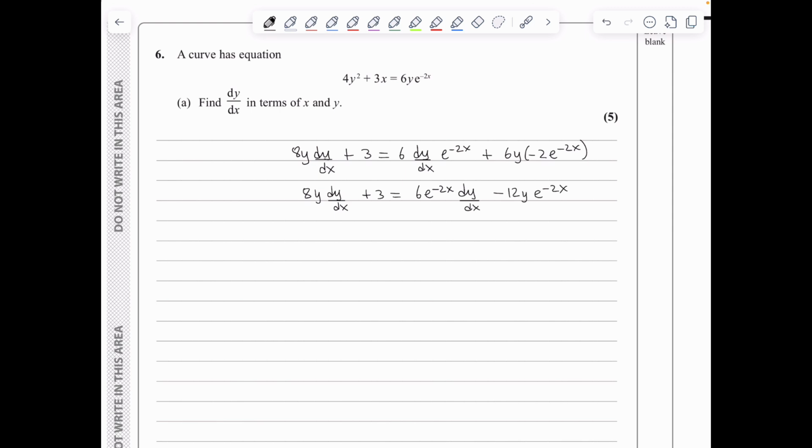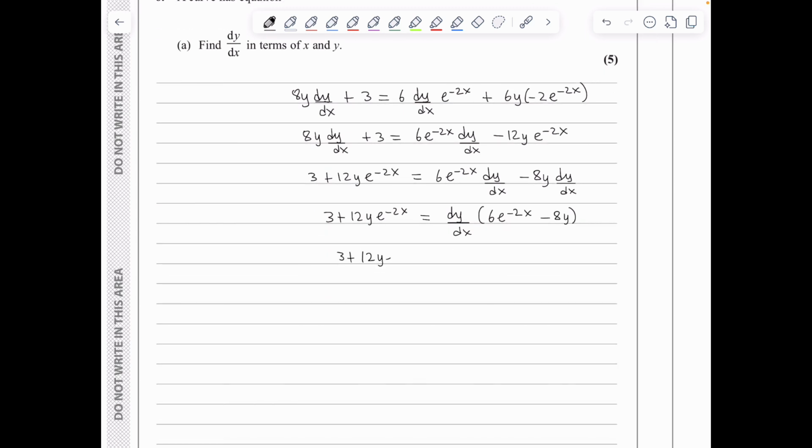Remember, we are trying to make dy/dx the subject. So on the left hand side, I've got 3 plus 12y e to the minus 2x. And on the right hand side, we've got 6e to the minus 2x dy/dx minus the 8y dy/dx. So this leads to 3 plus 12y e to the minus 2x is equal to dy/dx, which is a common factor, times 6e to the minus 2x minus 8y, and therefore dy/dx is equal to 3 plus 12y e to the minus 2x, all divided by 6e to the minus 2x minus 8y.